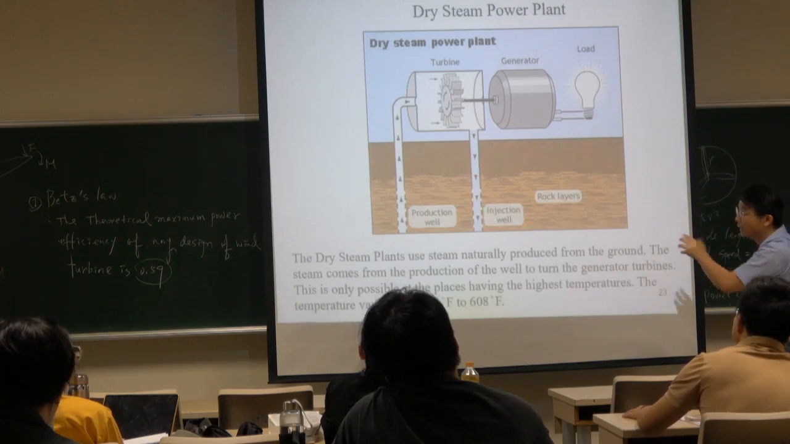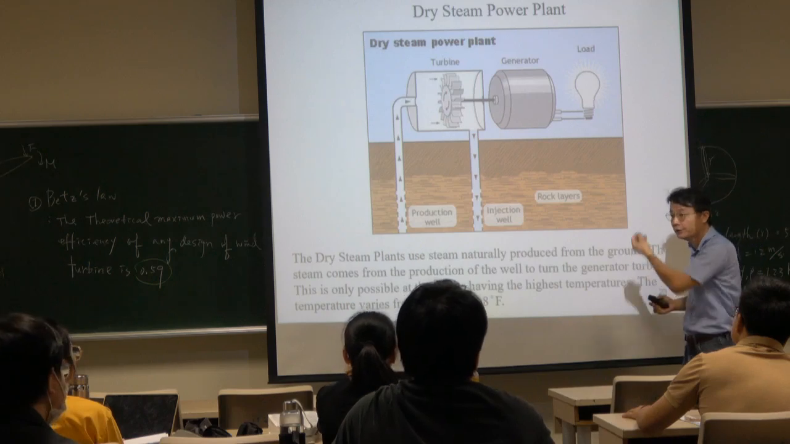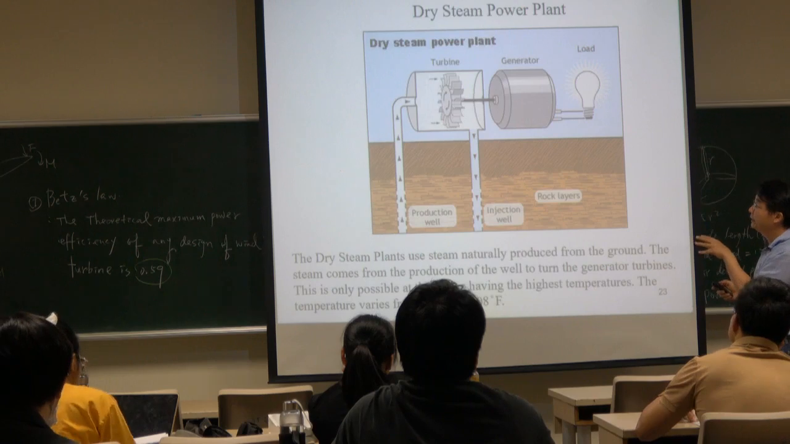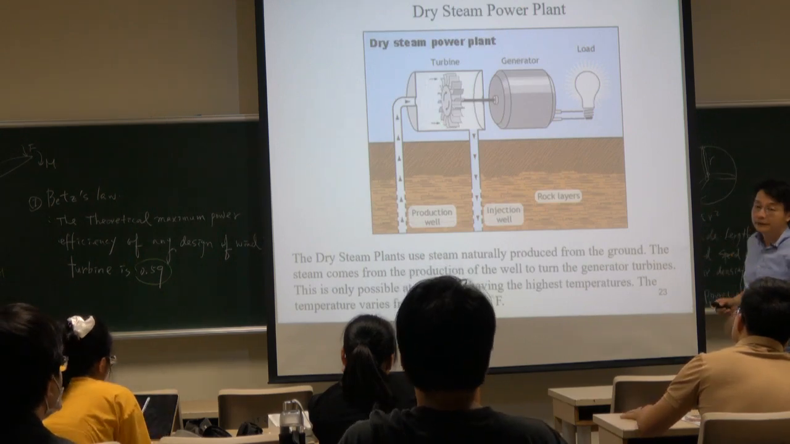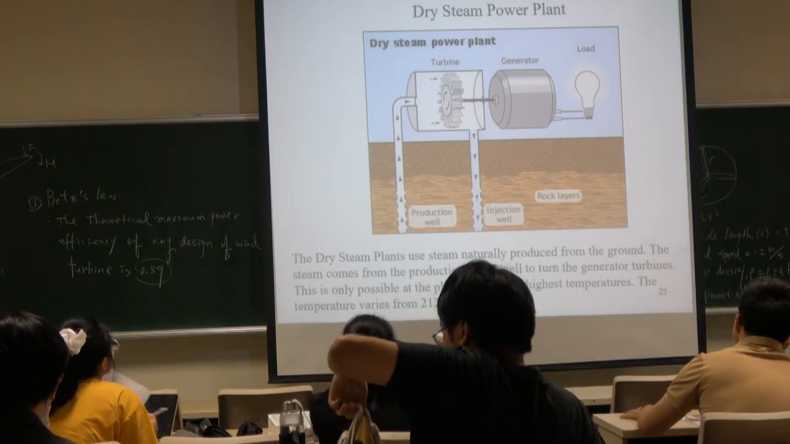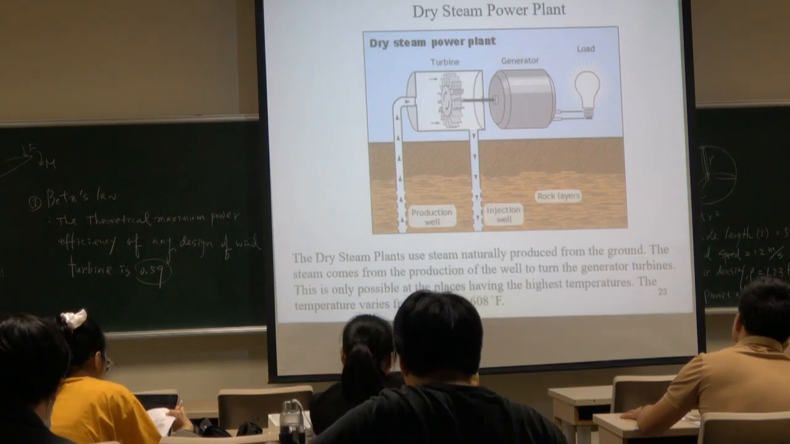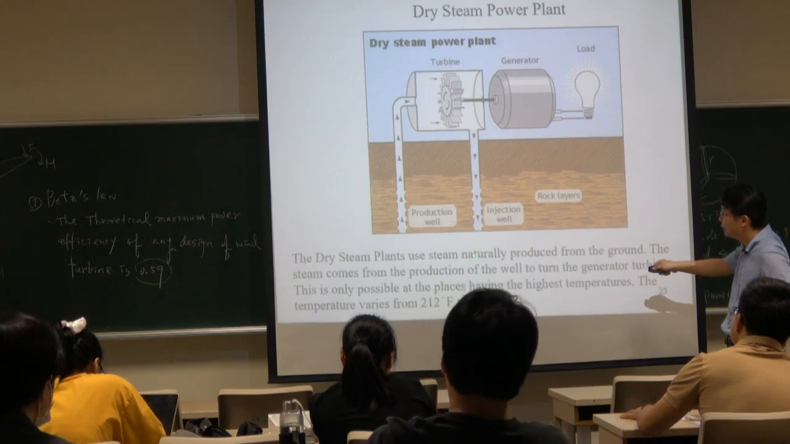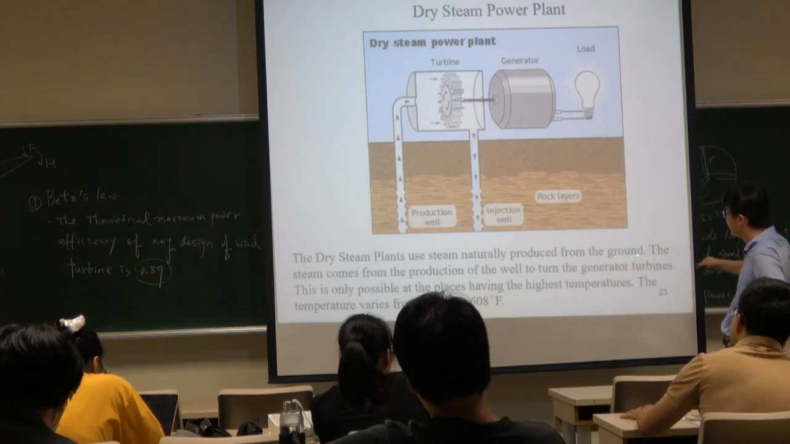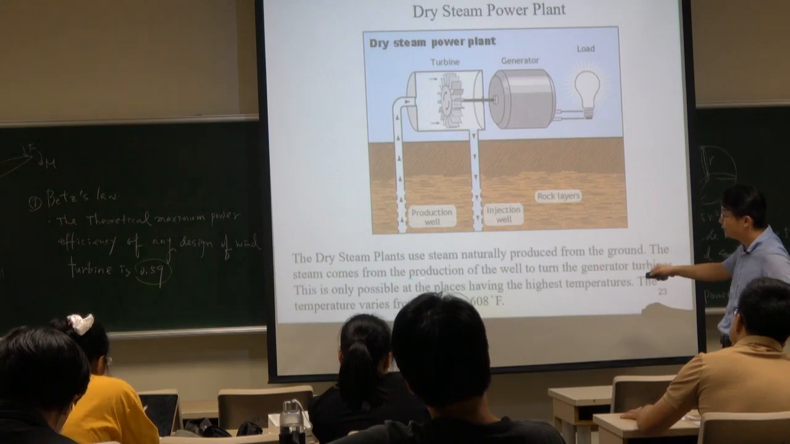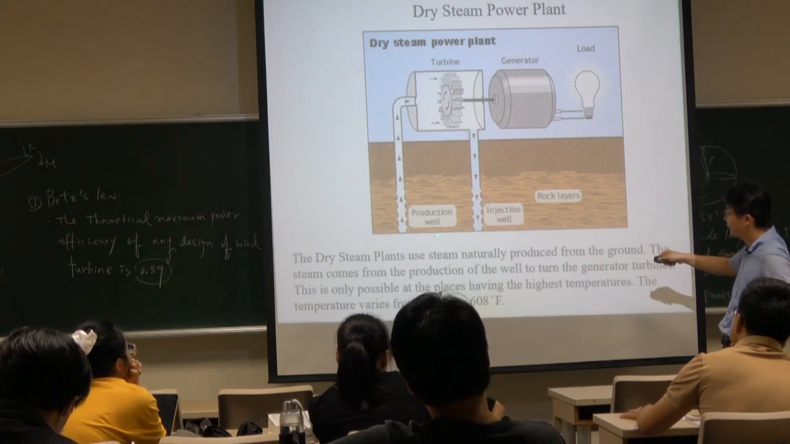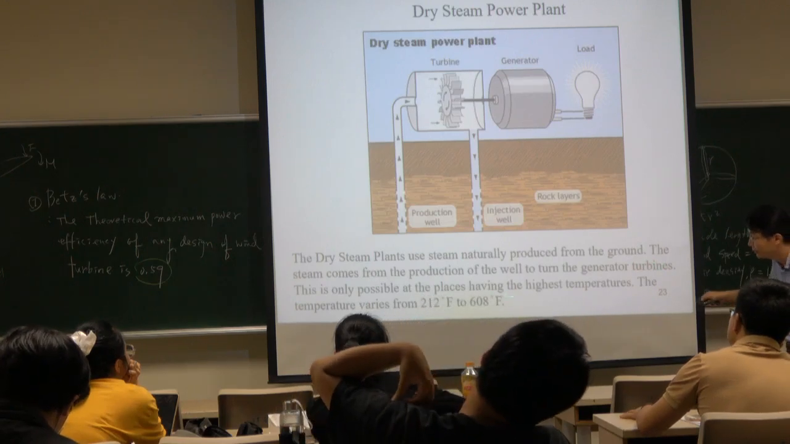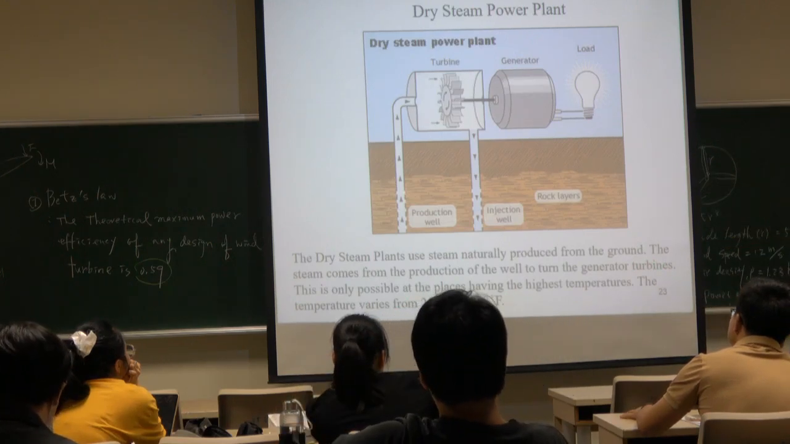Because underground there's hot water, you can produce the dry steam. The dry steam directly powers the turbine. So you can say the dry steam plant uses steam naturally produced from the ground. The steam comes from the production well to turn the generator turbine. So this is the temperature variation.